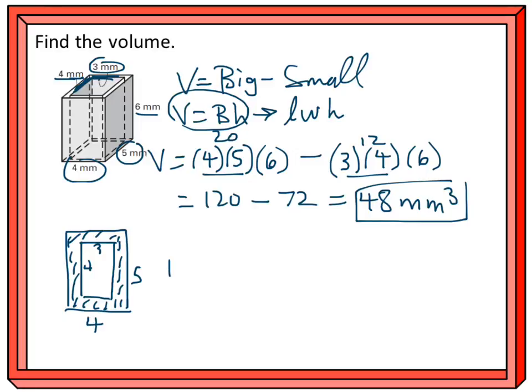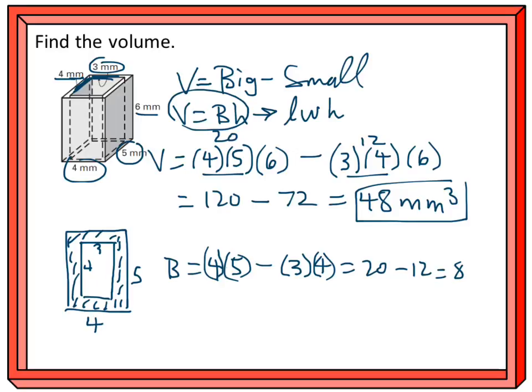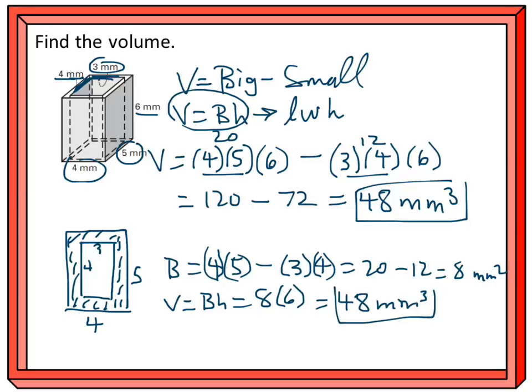So if you wanted to find the area of the base, the big one is 4 by 5 minus the smaller one, a 3 by 4. So here we got 20 minus 12, which is 8. So 8, and this would be millimeters squared. And then if you were finding the volume with the area of the base times the height, that would just be 8 for the area of the base, times the height, which is 6, and you still get your 48 millimeters cubed. However you want to solve that problem.